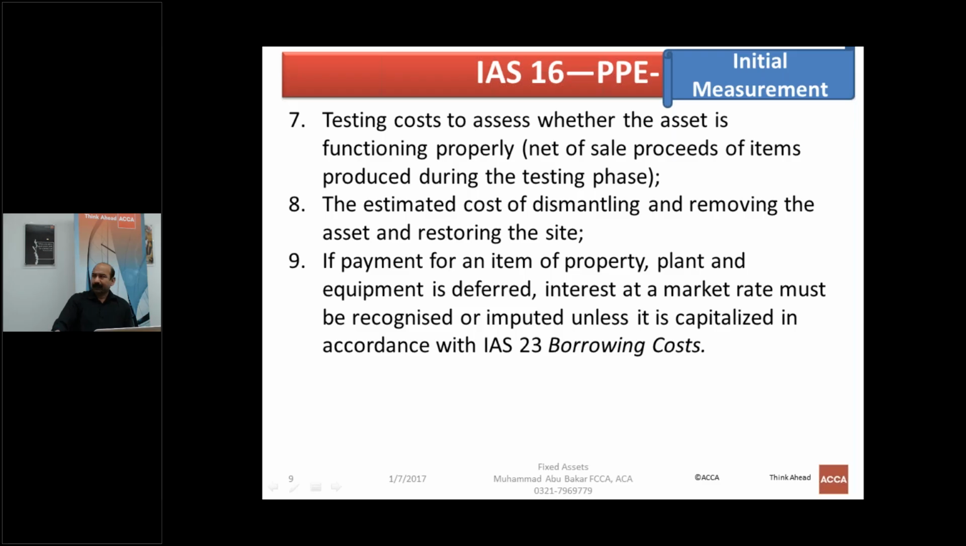This is a list, but there are a few other things which we should have in mind. Number one, administration and other general overhead costs are not a component of the cost of property, plant and equipment, unless they can be directly attributable to the acquisition of the asset or bringing the asset to its working condition. Directly attributable means this could have been avoided if we had not bought that asset.